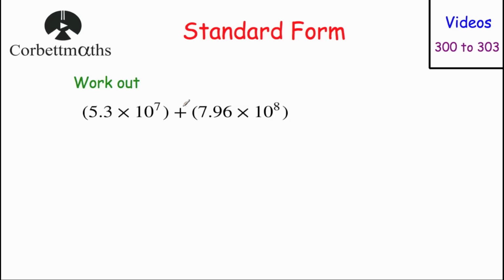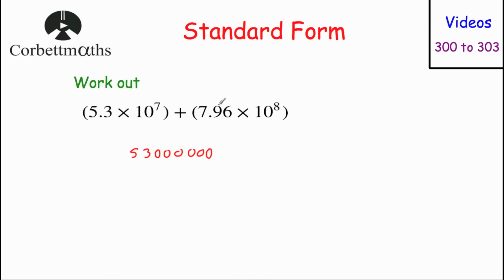Okay, next. Okay, let's look at how to do our arithmetic with numbers in standard form. So how to do adding numbers in standard form, multiplying numbers in standard form, dividing numbers in standard form, and so on. Now, with adding numbers in standard form, there's no set rule. So if I had 5.3 times 10 to the power of 7 plus 7.96 times 10 to the power of 8, the way I would do this question would be to write them out in full. So I'm going to write our 5.3 times 10 to the power of 7 in full. So that would be 5, 3, and then 1, 2, 3, 4, 5, 6 zeros.